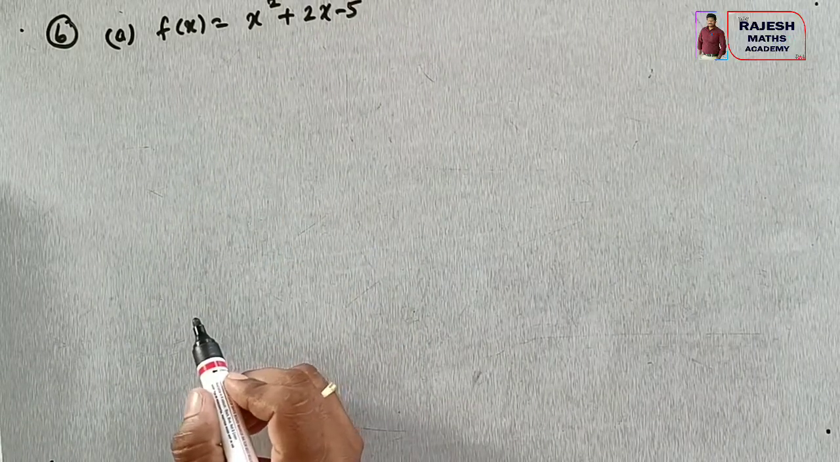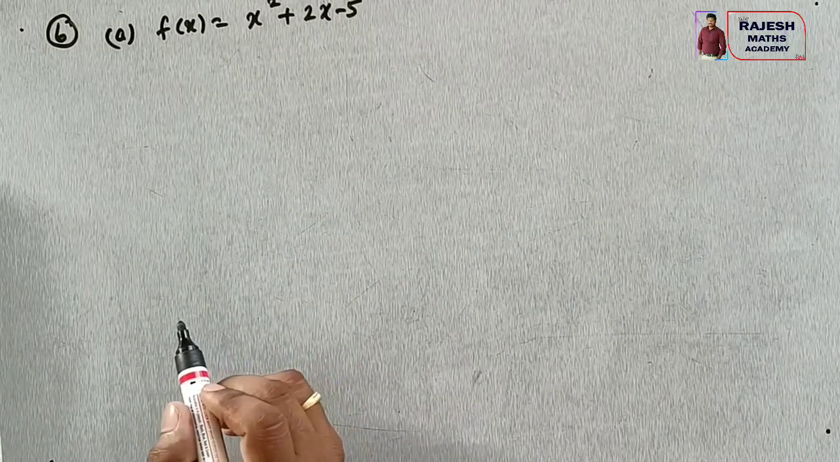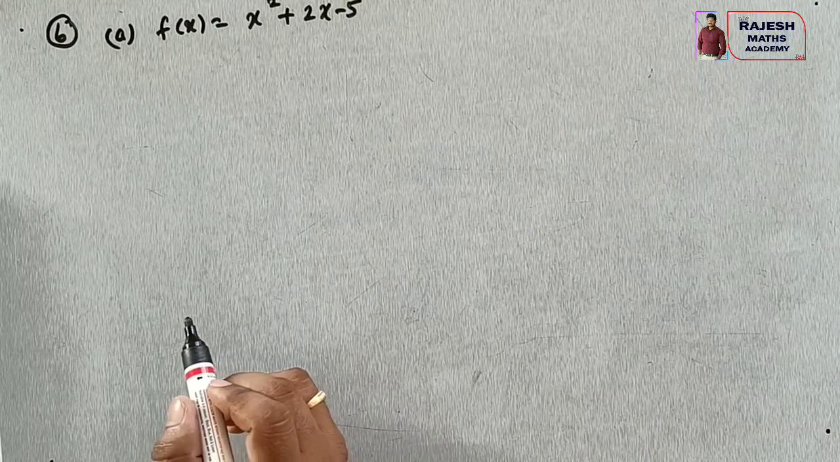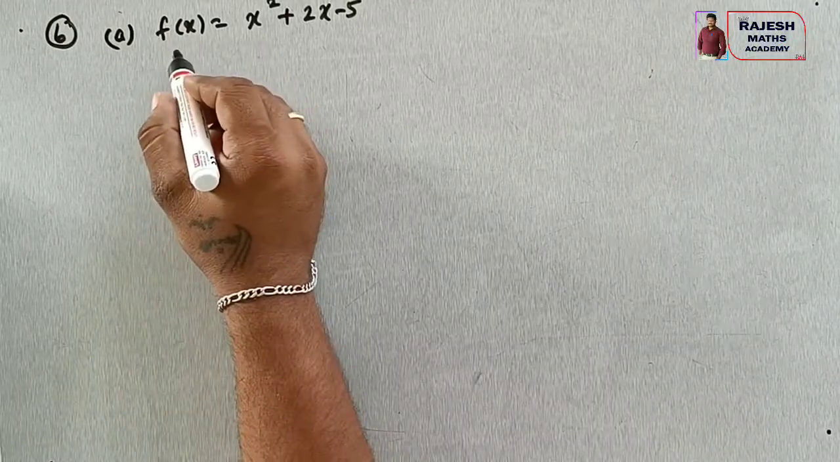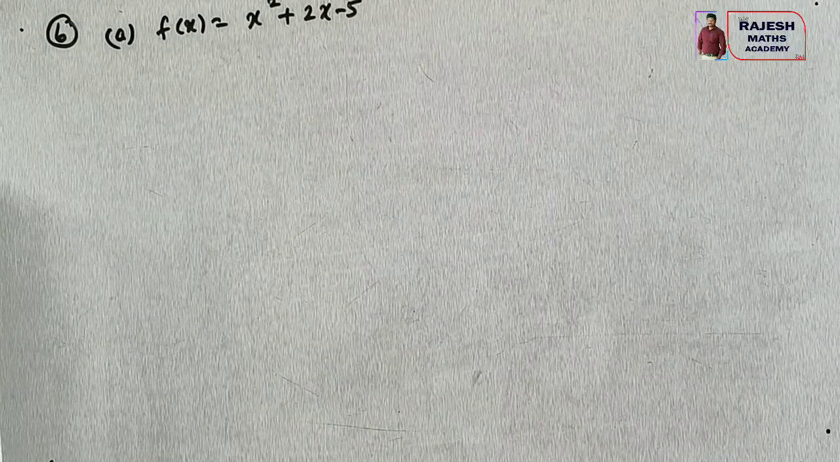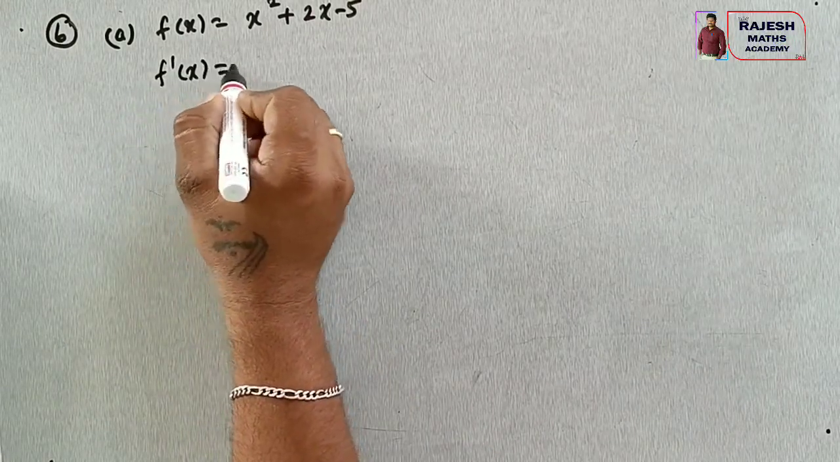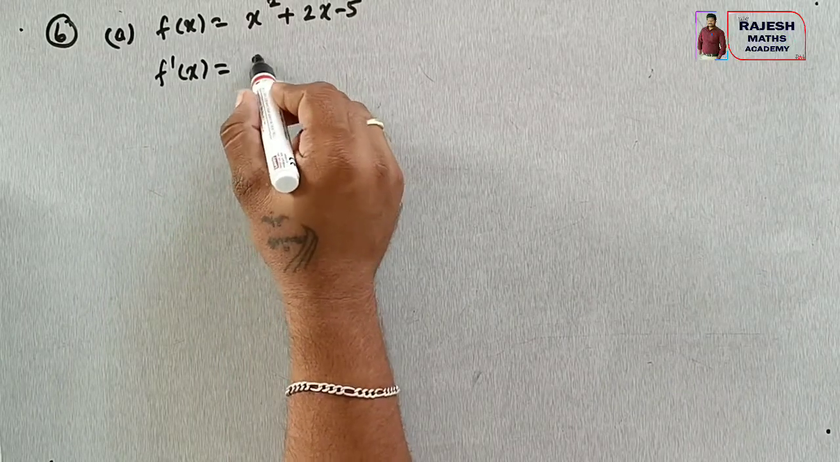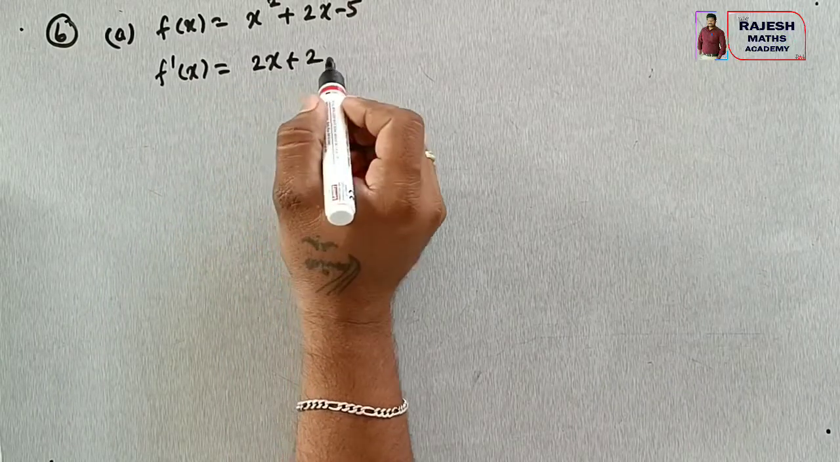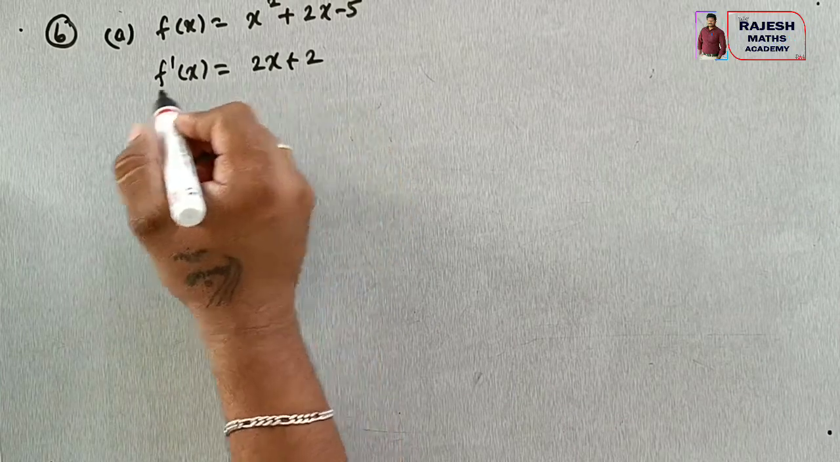So how to find the strictly increasing and decreasing? We have to find the intervals first. How to find intervals means we have to differentiate this function with respect to x. So differentiating, we will get f dash of x equal to 2x plus 2.